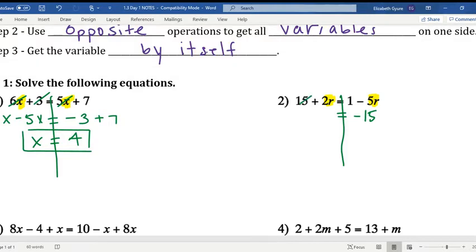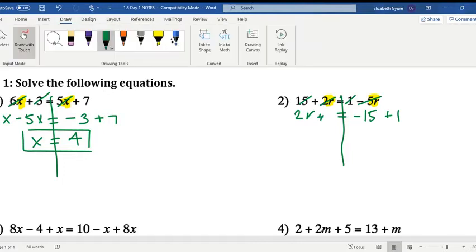Okay, so we've used the 15. 2r, should it stay on the left or move to the right? It's going to stay on the left. 2r. Okay. Now we're on our number side. Should one stay there or should it go? One should stay. We're already on the number side. Leave it there. And then the negative 5r, stay or go? Go, make it a positive. Very good.